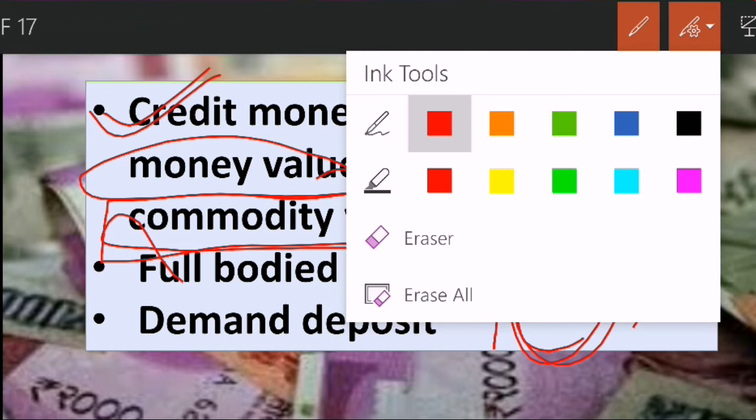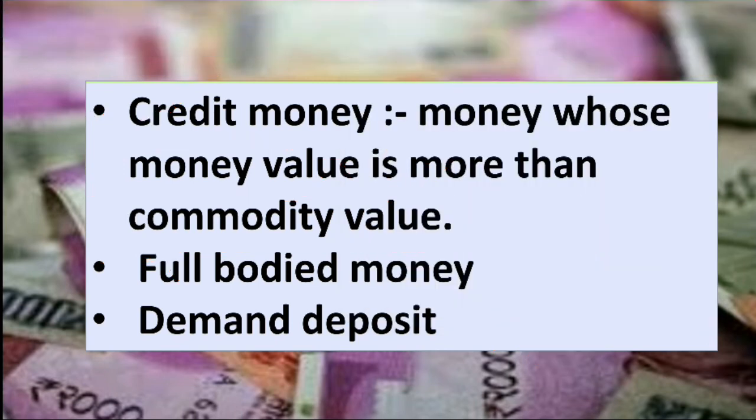I hope that this is clear to you. Then coming to the next, that is full bodied money. It is that money whose money value and commodity value are exactly equal. For example, gold, right? It was used in ancient times, right? Gold coins, etc. were used. So that was an example of full bodied money. So it is that money whose commodity value is just equal to the money value as and when these are issued. Gold coins of ancient time are an example of full bodied money.